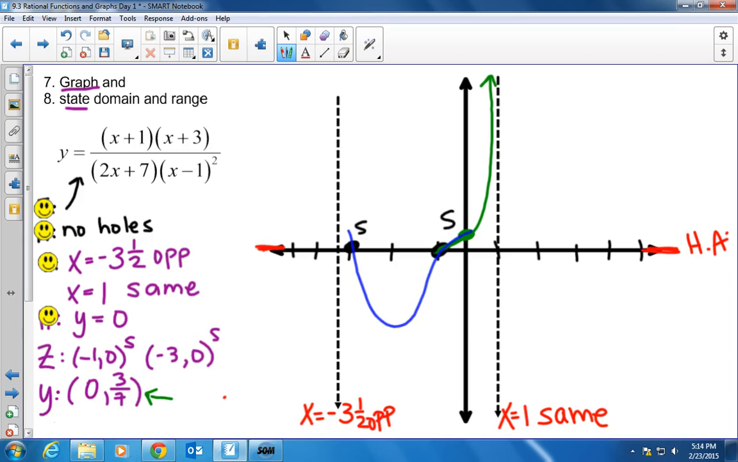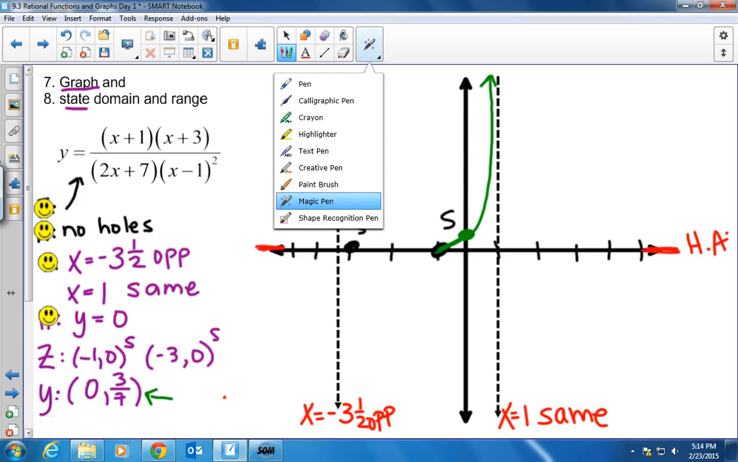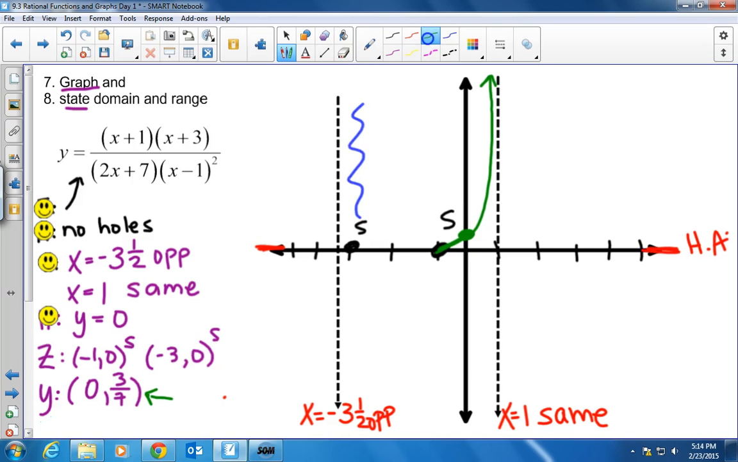So my graph has to be up here somewhere. That's where it's going to continue. So if my x-intercepts are doorways, and if my graph is down here, then my graph has to swoop back up. It has to go through that door and go and hug my vertical asymptote on the other side.